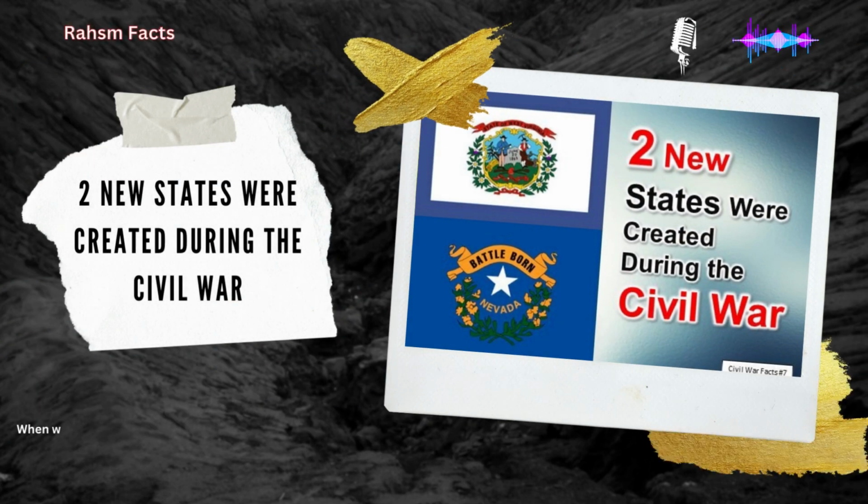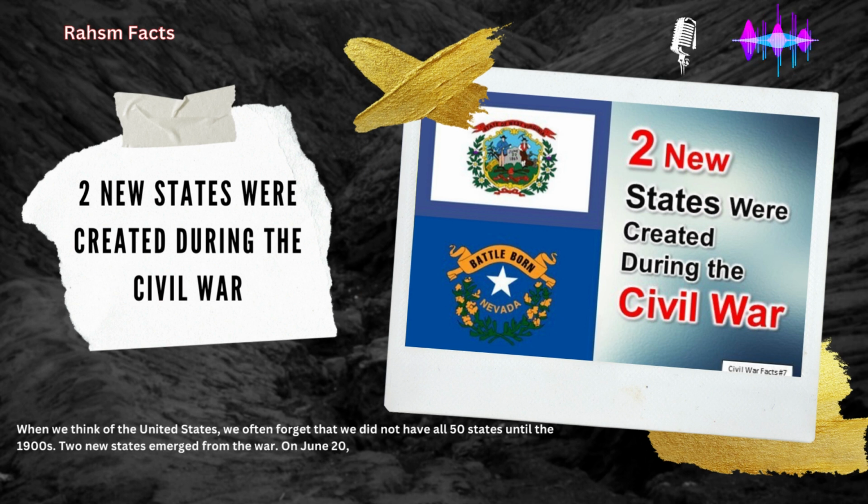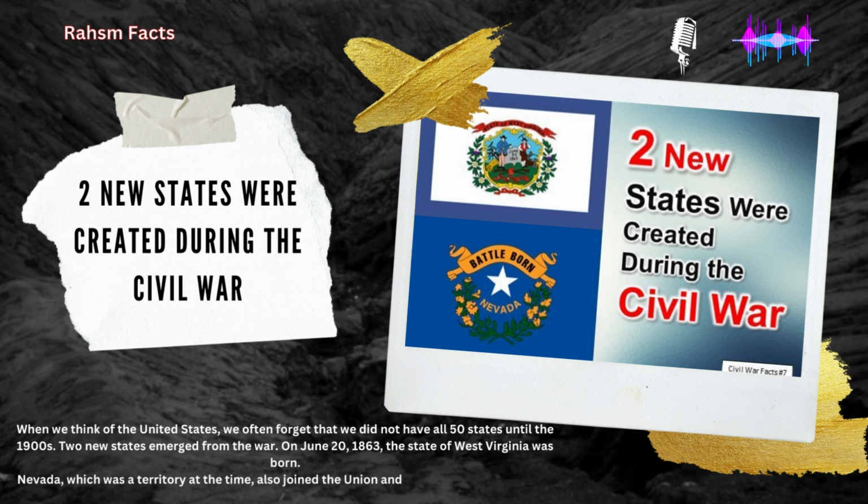When we think of the United States, we often forget that we did not have all 50 states until the 1900s. 2 new states emerged from the war. On June 20, 1863, the state of West Virginia was born. Nevada, which was a territory at the time, also joined the Union and became a state during the war on October 31, 1864.